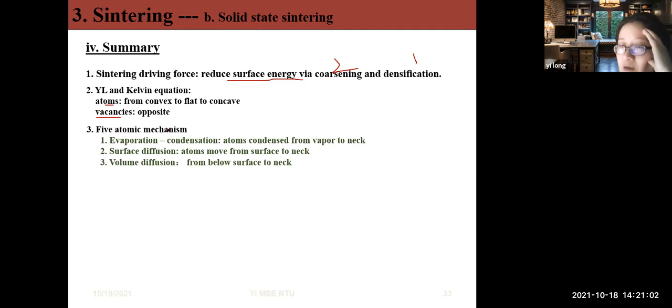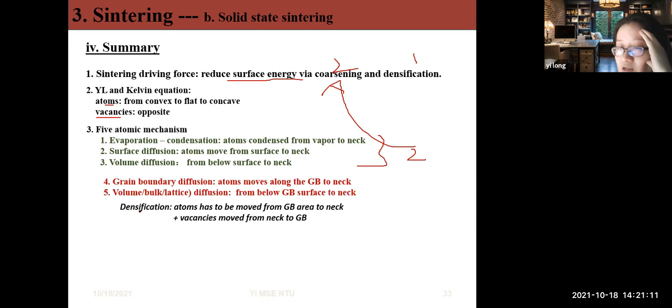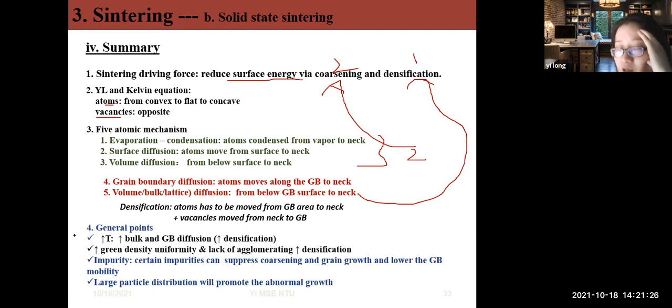Five atomic mechanisms: evaporation-condensation P1, P2, P3. These three contribute to coarsening. And we know that P4 and P5, grain boundary and bulk diffusion along the grain boundary, contribute to densification. Atoms of course have to move from the grain boundary to the neck, and vacancies move from the neck to the grain boundary. Some general remarks: in general, the grain boundary needs a higher temperature. So if you want higher densification, make sure you have high enough temperatures.